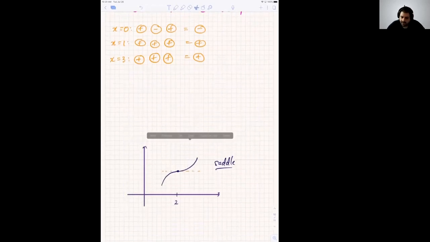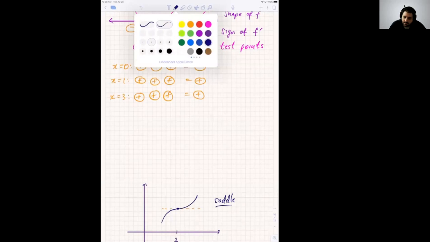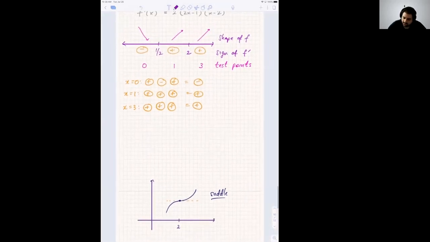All right, so now let's zoom out a little bit so you can see everything. Let's now write down the summary of the answers. So where is f decreasing? Where is f increasing? Where does f have a local min? Where does f have a local max?